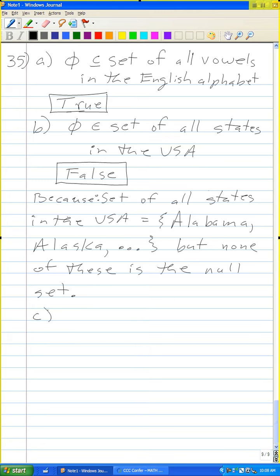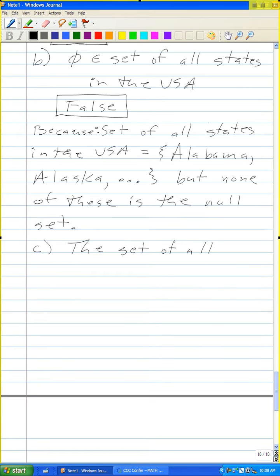C, 35. The set of all weekdays is a subset of the set of all months. Okay. This is false.